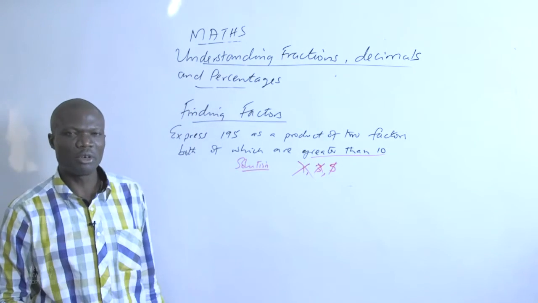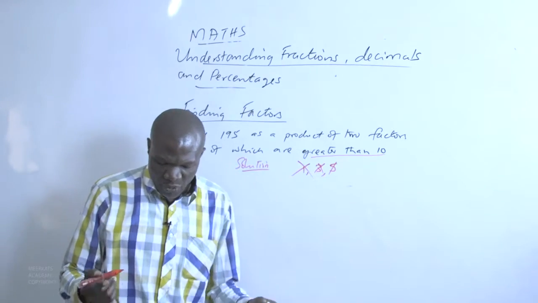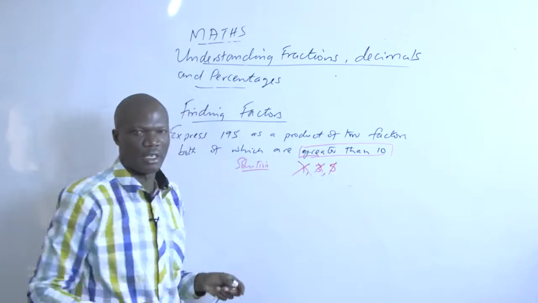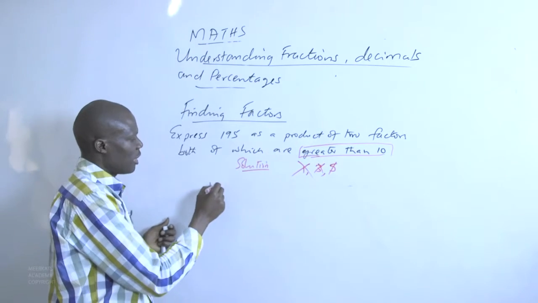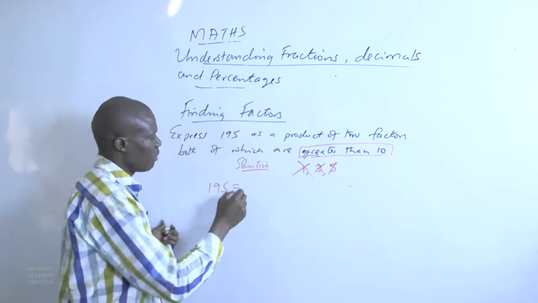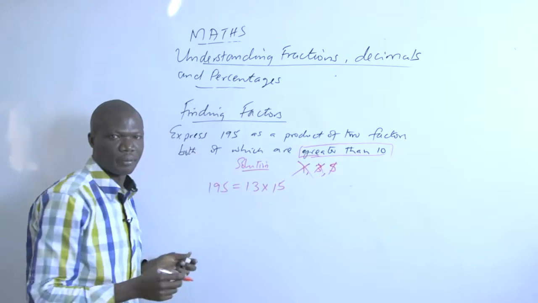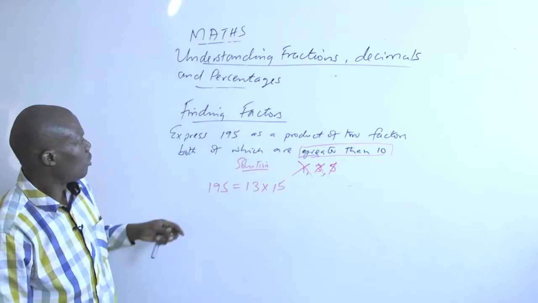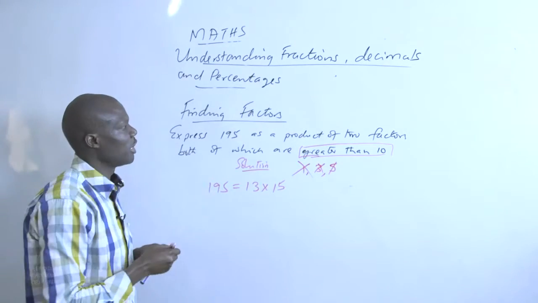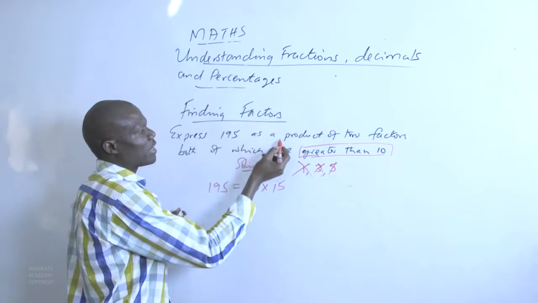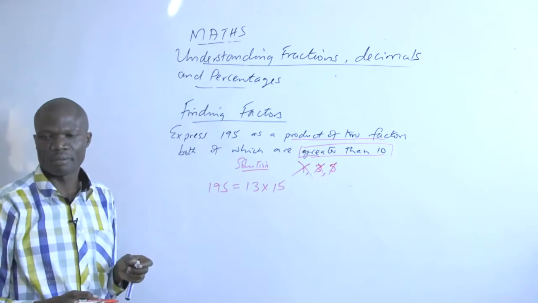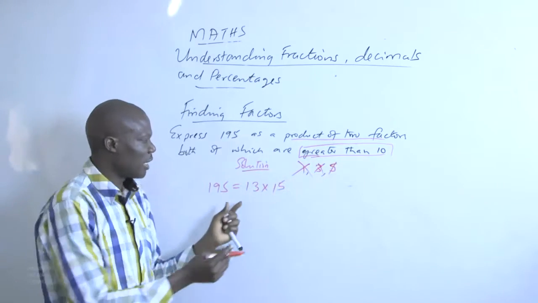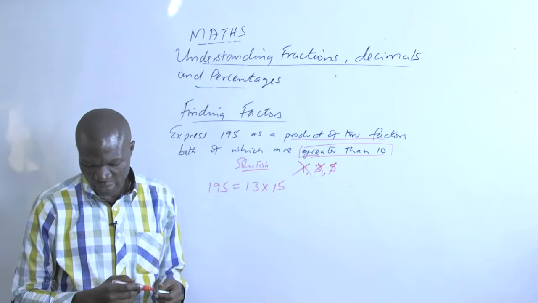So there are key words that we normally look at. And that's why now here, as you list your factors, you will be looking for those factors which are greater than 10. And you'll find that the factors of 195, the 2 factors, you'll find that we have 13 multiplied by 15. Why have I said 13 multiplied by 15? They are asking, express 195 as a product of 2 factors. So we shall take 2 factors, and those 2 factors must be greater than 10. And that's why we have 13 multiplied by 15.